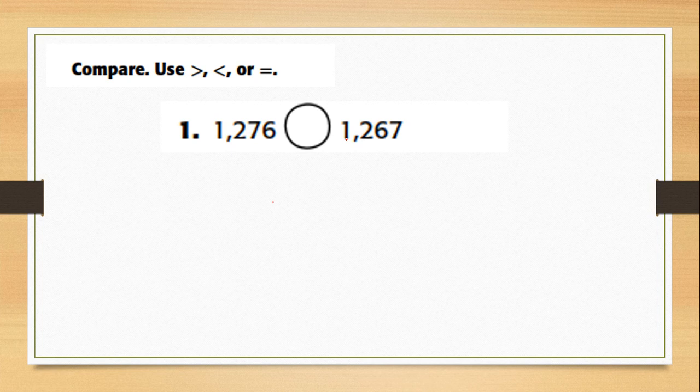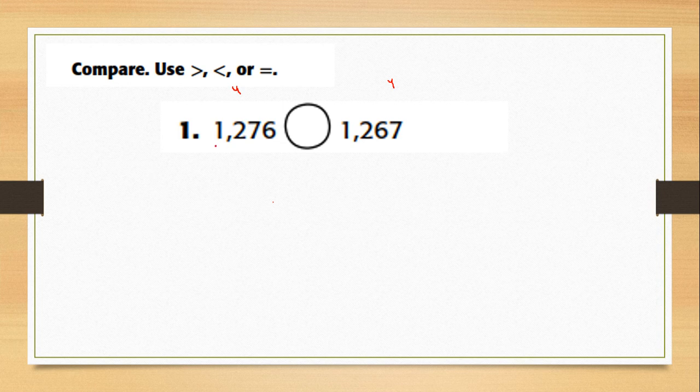First of all, to compare two numbers, let's count the digits to know which is big. Here we have 1, 2, 3, 4, so 4 digits. And on the other side, let's count 1, 2, 3, 4. How come? On both sides we have the same number of digits. So how can we know which one is greater? Well, when we have the same number of digits, we need to compare, and we start from the left.